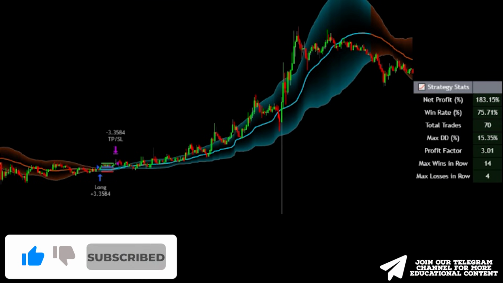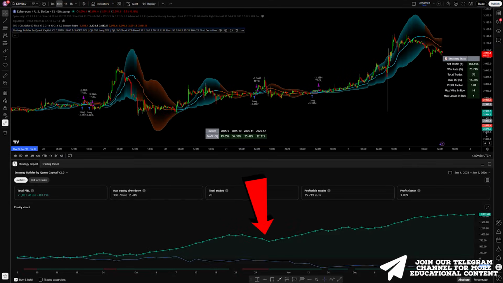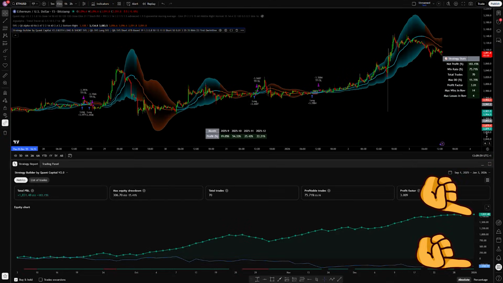Moving on, the strategy achieved 14 straight winning trades compared to 4 losing trades in a row. The equity curve looks very clean, and as always, we easily beat the buy and hold approach.